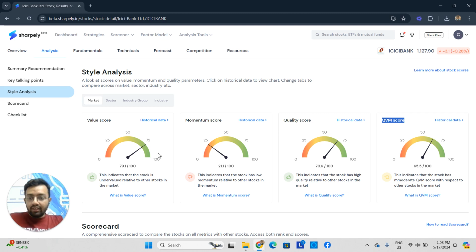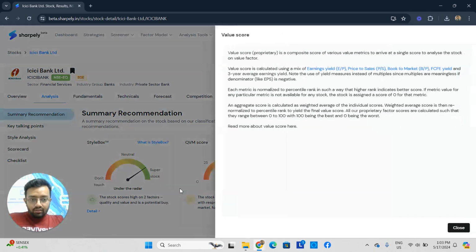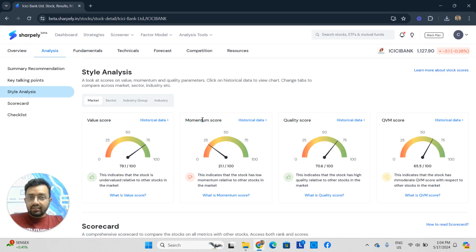Now, how do we define that? To define these scores, we use multiple metrics relevant to each factor. So to define the value score, here you can see that we take a look at earnings yield, price to sales, book to market, free cash flow to equity yield, and 3-year average earnings yield. Analyzing these multiple factors, we define a methodology, and in that we define this metric value in a percentile system, and the final value is shown here.